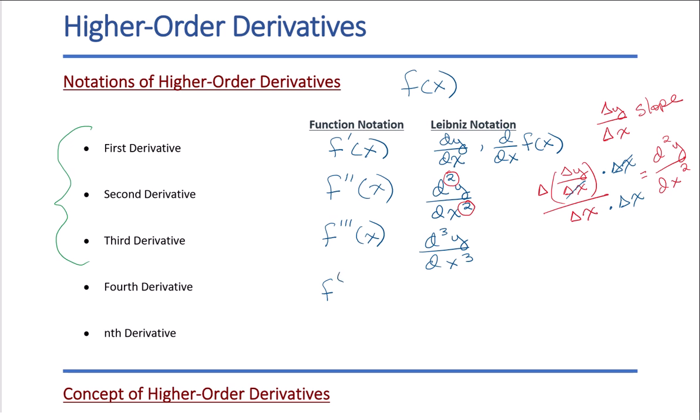So we would just say f to, let's say, fourth derivative, we'd put 4 in parentheses of x. Leibniz continues in the same format, d to the fourth of y over dx to the fourth. So for any nth derivative, we would write it as f to the nth in parentheses of our x. And in Leibniz, d to the nth of y over dx to the n.